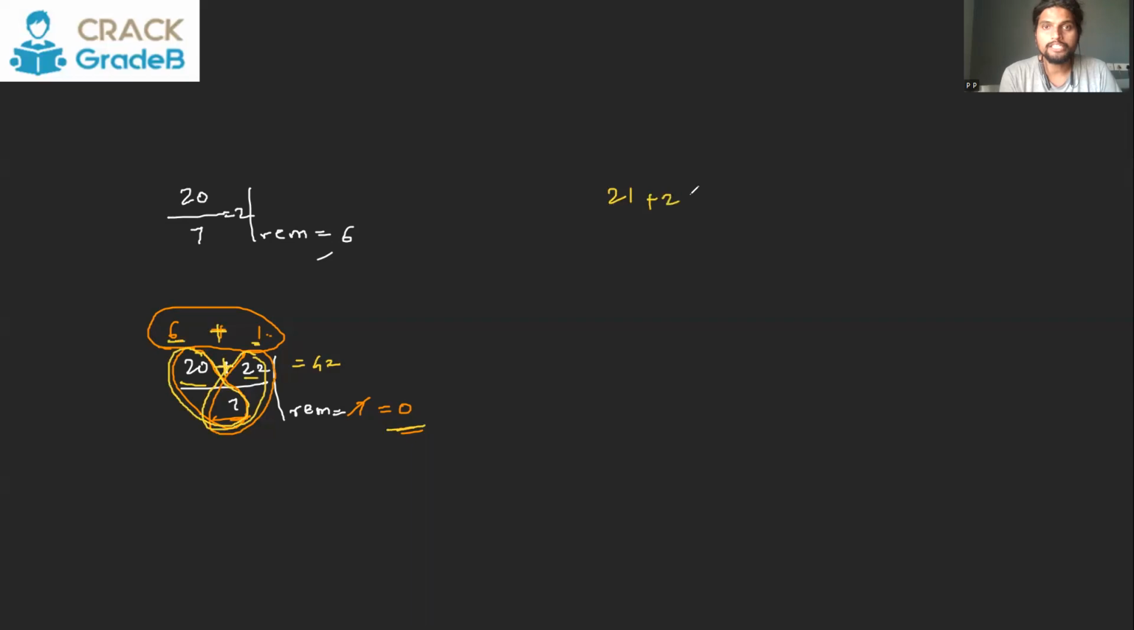Say 21 plus 23 upon 10. What is the remainder? So you know the remainder here is going to be 1 and the remainder here is going to be 3. And the sign between is plus, so 1 plus 3 is 4. And as you can see, this remainder is going to be 4. 44 by 10, the remainder is going to be 4.